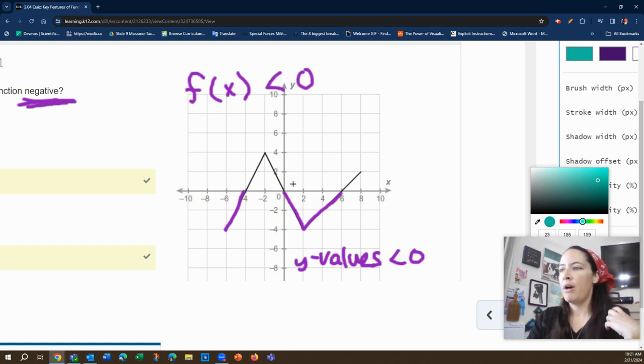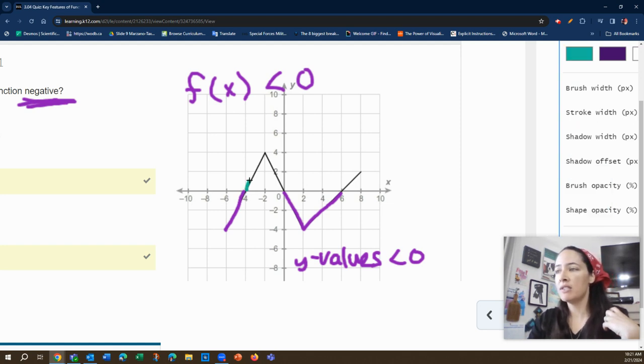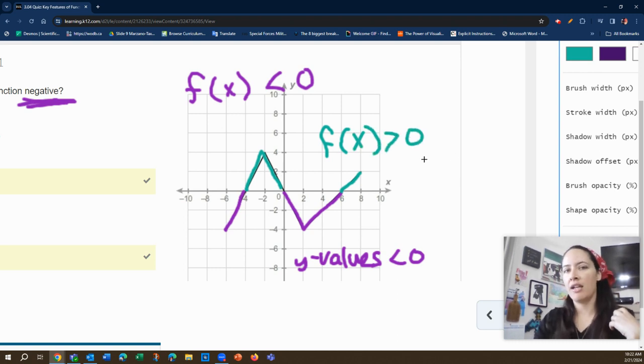Okay, so let's talk about the positive. Where it's positive is just like you think, above the x-axis. It's the places it's not negative, right? So if it's a positive function, we would say f of x, the y values are greater than 0. Think about that. Get that kind of in your mind. Basically, above the x-axis is where the function is positive. Below the x-axis is where the function is negative. So now let's talk about interval notation.